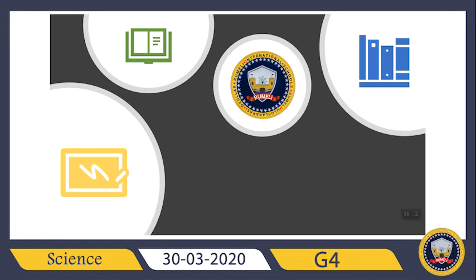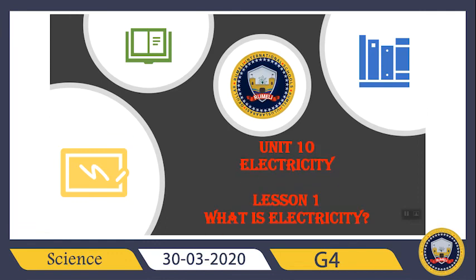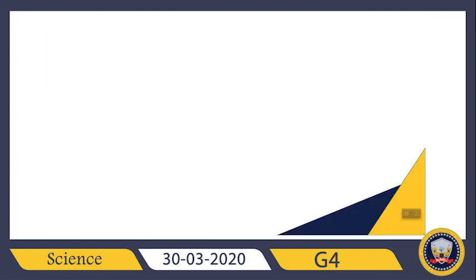Today we are going to continue our lesson 1, what is electricity, of unit 10. We have said before in our previous session that the atom is the smallest building unit of matter, and it consists of different particles, which are protons, electrons and neutrons. Each one of these particles has a different electric charge. For example, protons are positively charged, while electrons are negatively charged. But neutrons are neutral. Neutral means they have no charge.